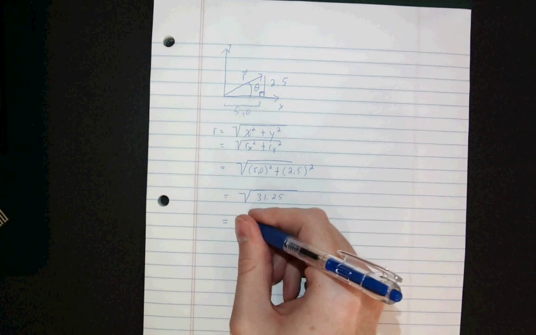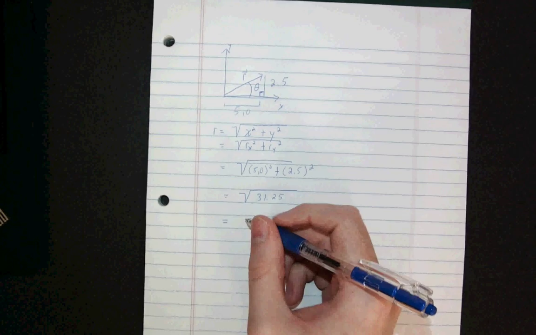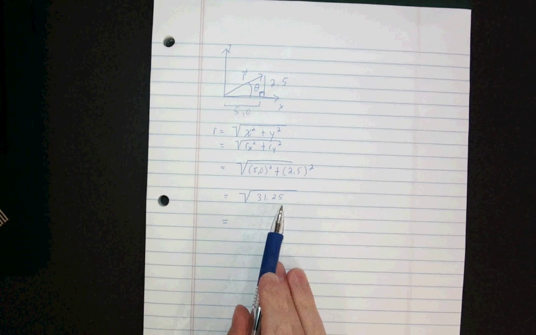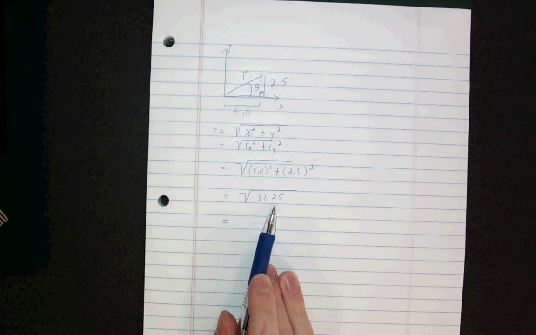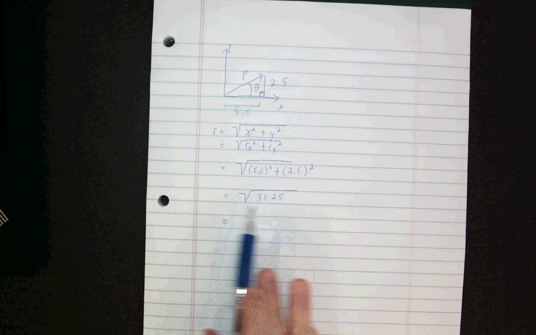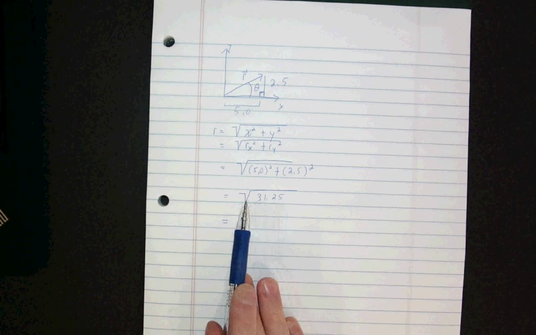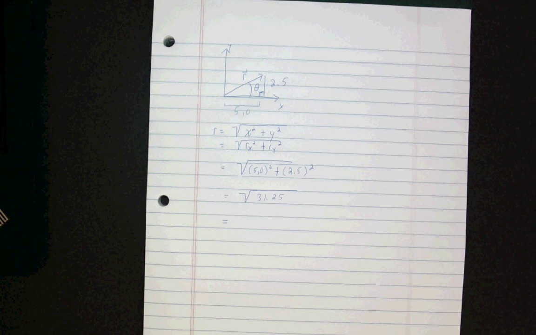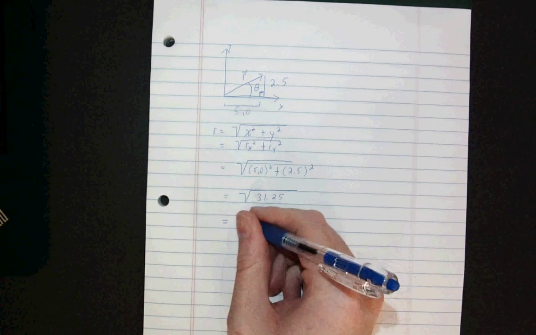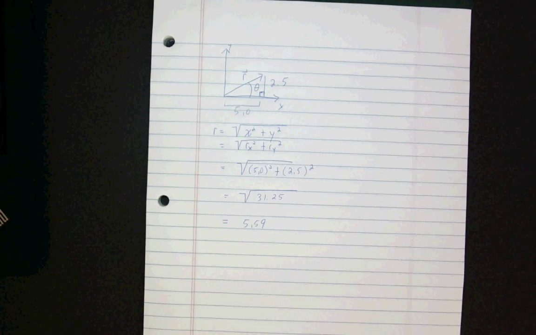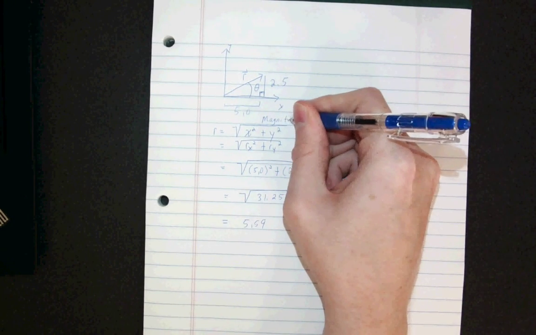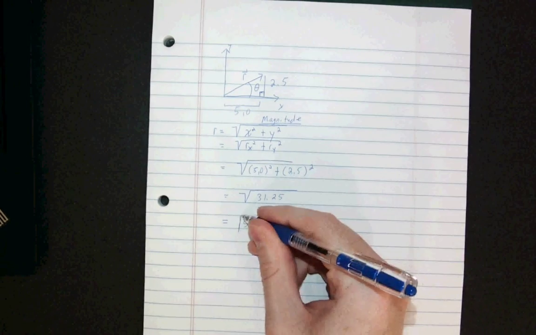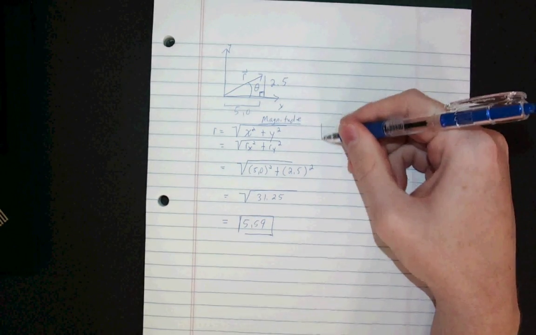And when I take the square root, before I write down the answer, I'm going to give you some intuition here. 31.25. Well, I know that 6 squared is 36, and I know that 5 squared is 25. So I would expect the square root of 31.25 to be somewhere in between 5 and 6. And if I grab a calculator and check it, I get 5.59, which is right between 5 and 6. So my intuition worked out there for me. This is how you find the magnitude of the vector.